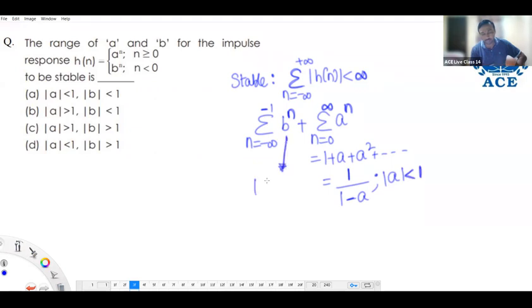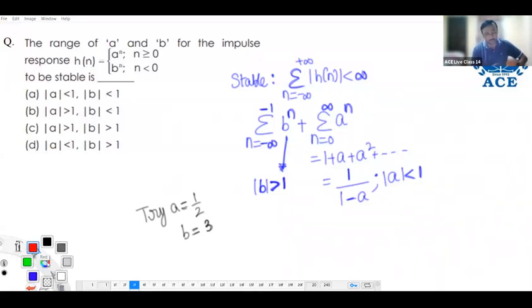Because n covers negative index in the first summation, b must be opposite. Otherwise, you do one thing. Take a specific number and try, sir. Assume a value like 1 by 2, b value like 3. Then you will know. Mod a less than 1, mod b greater than 1. Second summation is standard formula. If you want to cross check on your own, take specific numbers for a, b like this.